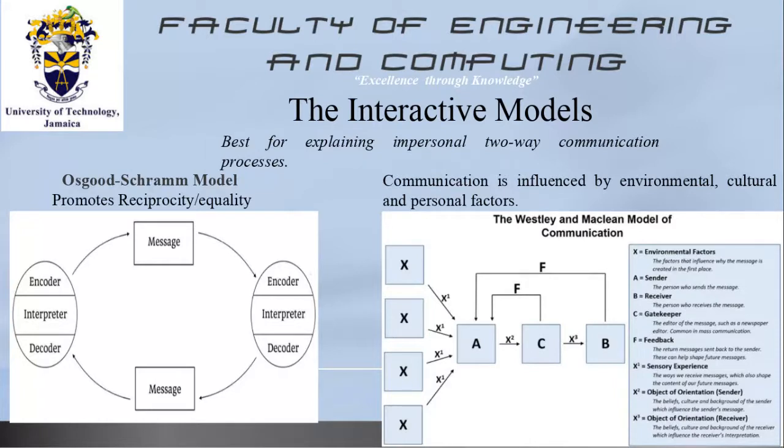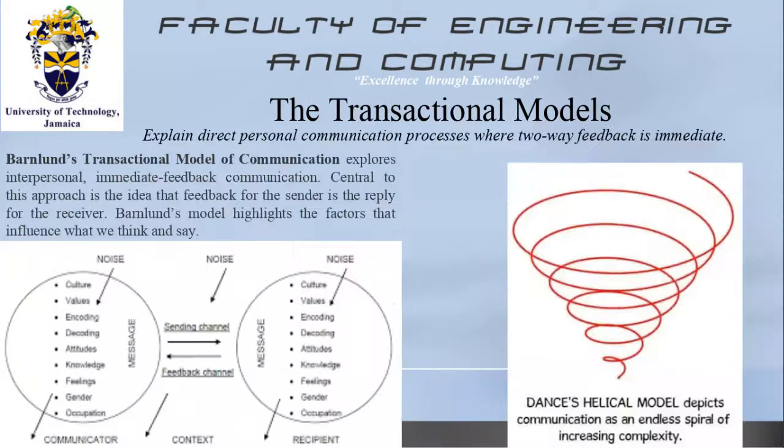And the last two of the eight we want to look at are the transactional models. What they do is explain direct personal communication processes where two-way feedback is immediate, right? Now, the first we want to look at is Dance's helical model, which depicts communication as an endless spiral of increasing complexity. And this was a model that was developed and presented by Frank Dance, right? So that's why it's called Dance's helical model.